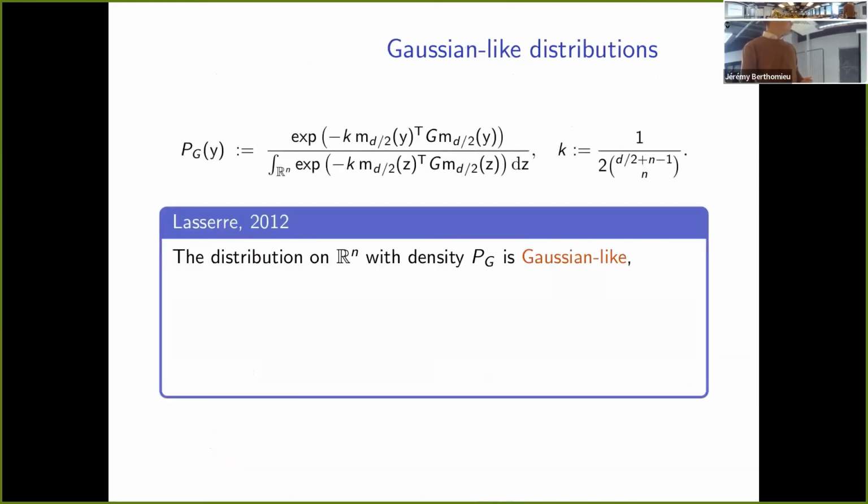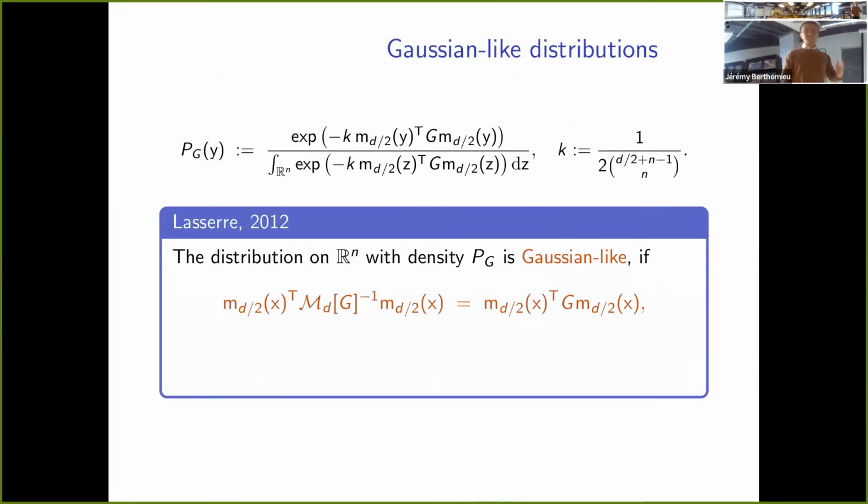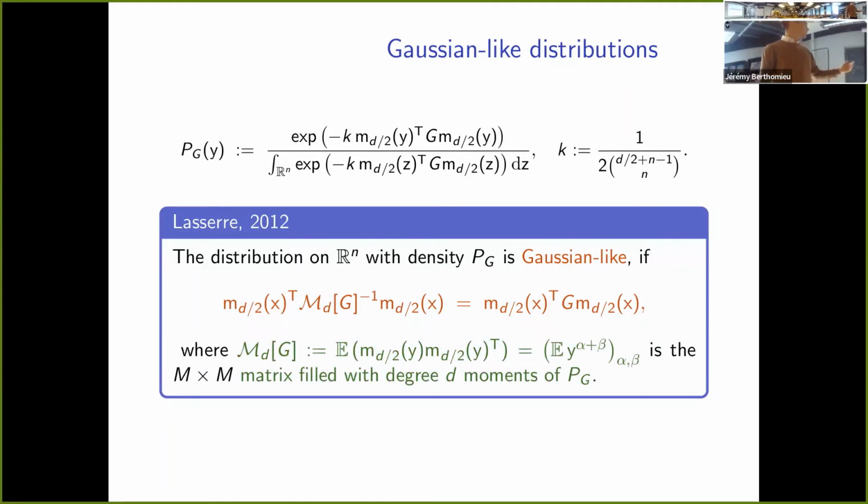And Jean Bernard in 2012 gave the following definition. He called distributions with density P_G Gaussian-like if they enjoy a similar property in terms of moments and the Gram matrix as a Gaussian distribution would. He called it Gaussian-like if this relation holds. It means that the sum of squares form that you used to define the density function has one of its Gram matrices equal to the inverse of the moment matrix of this distribution. Why do you need k here? k is just a normalization constant. If I don't put k, some constant will pop up in this relation.